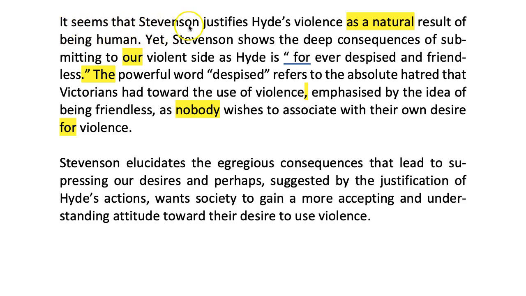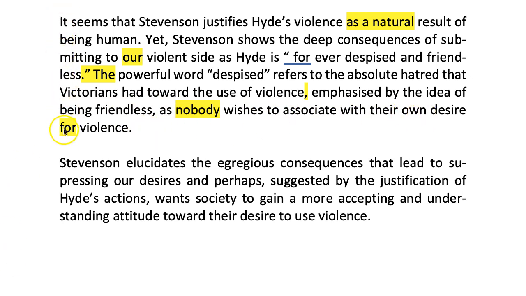It seems that Stevenson justifies Hyde's violence as a natural result of being human. Yet Stevenson shows the deep consequences of submitting to our violent side, as Hyde is forever despised and friendless. The powerful word despised refers to the absolute hatred that Victorians had towards the use of violence, emphasised by the idea of being friendless, as nobody wishes to associate with their own desire for violence.